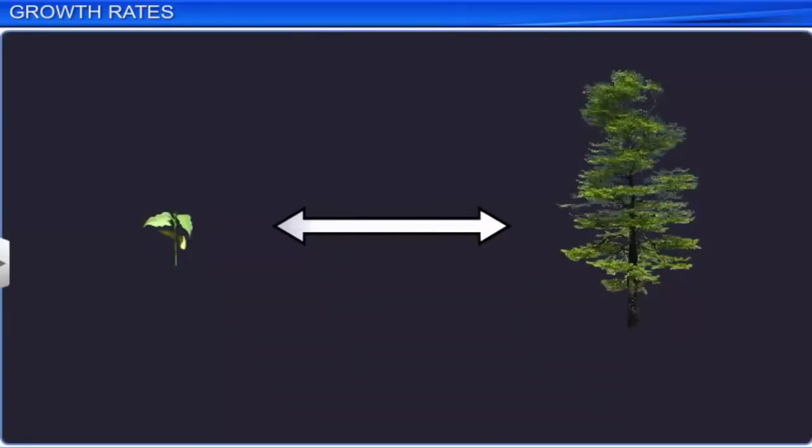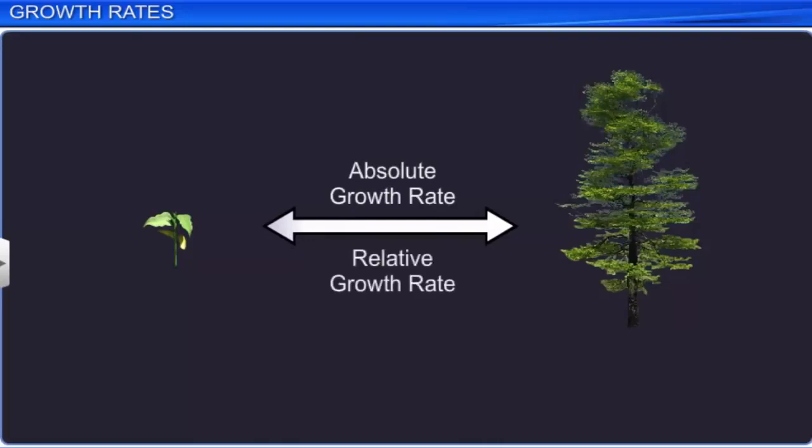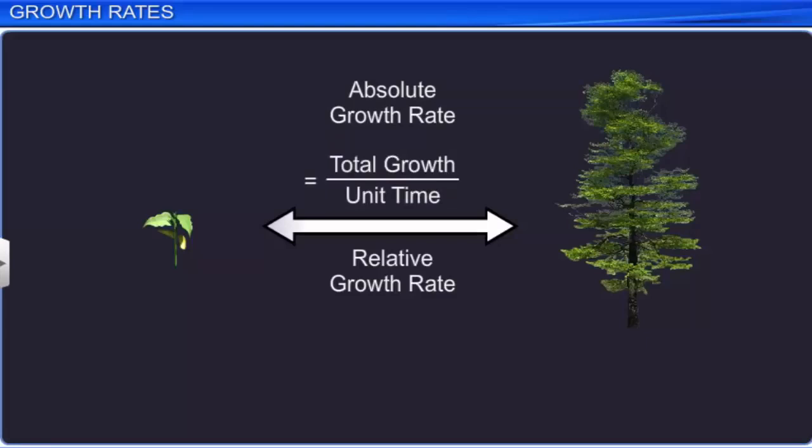Growth in plants can be quantitatively compared using absolute growth rate and relative growth rate. Absolute growth rate refers to the total growth of a plant part per unit time, while relative growth rate refers to the growth of a plant part per unit initial parameter.